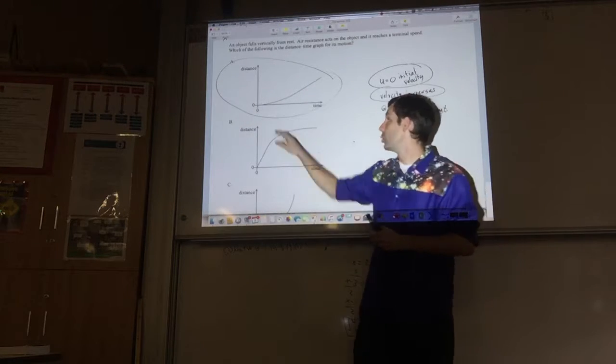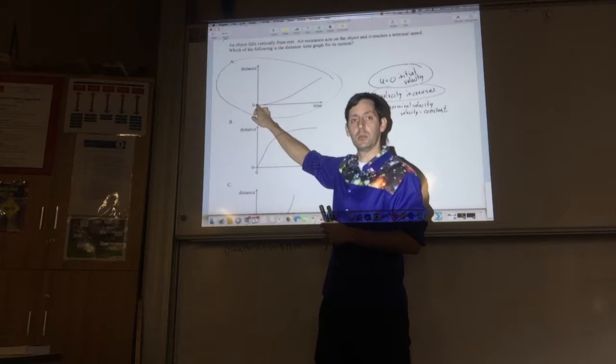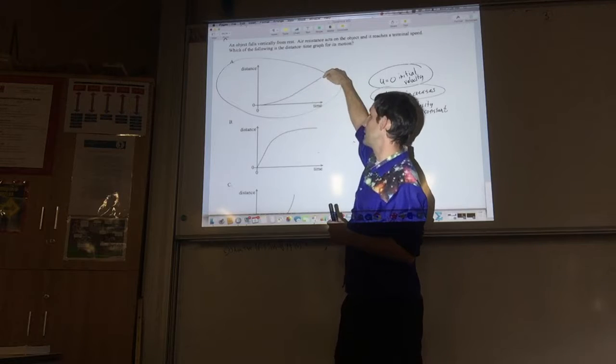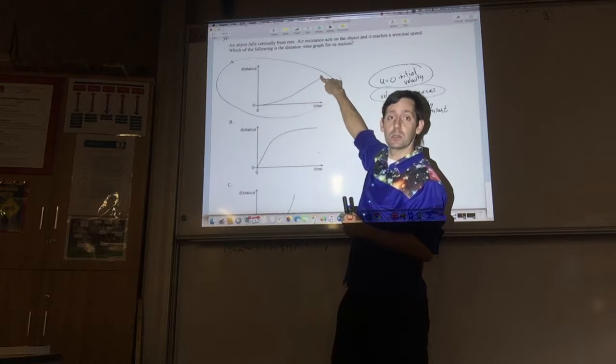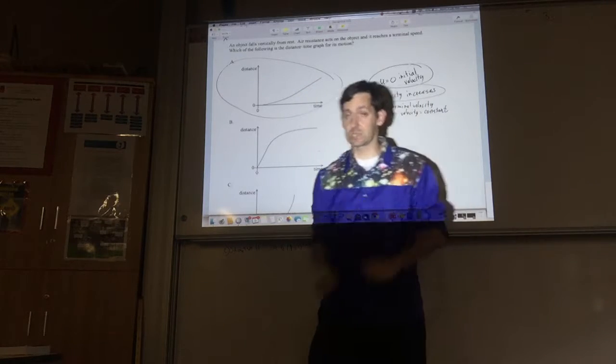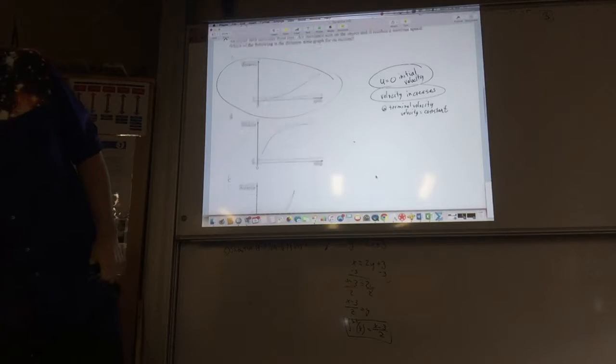That's the only one where it starts horizontally, the slope increases until we get to a specific point after which the slope is constant. Okay, still going up, but constant. Okay, that is the answer to that question. Moving on.